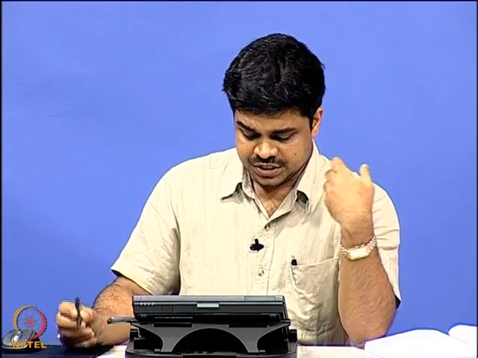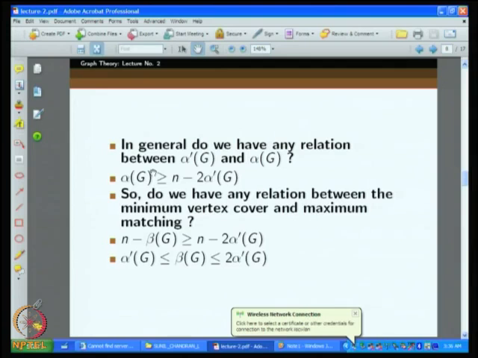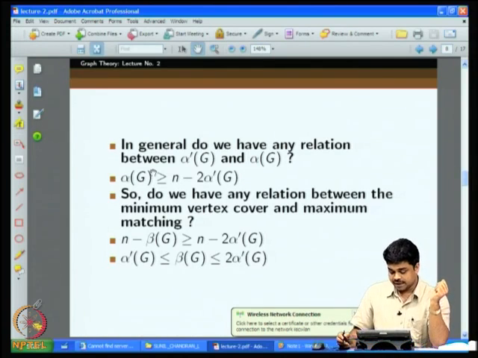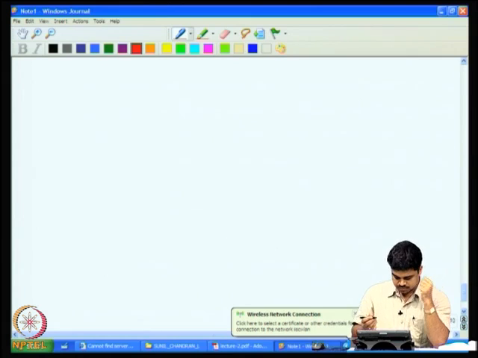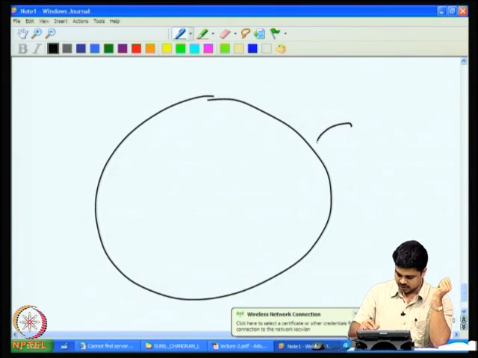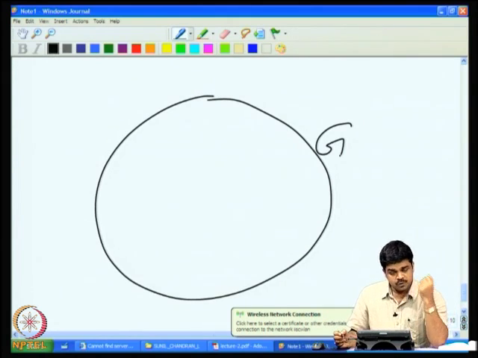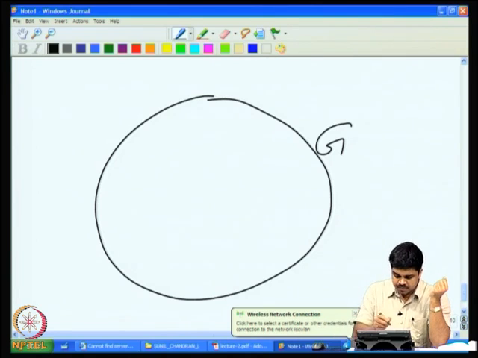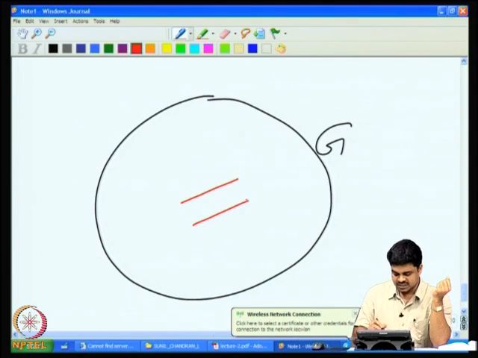So here is one relation. We can see that alpha of G is always greater than or equal to the number of vertices in the graph minus 2 times alpha dash of G. Why do I say this? Let us explain. Suppose this is a graph. I'm just abstractly drawing a graph like this. And now I identify the biggest matching here.